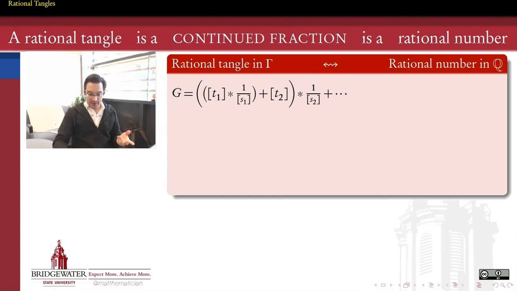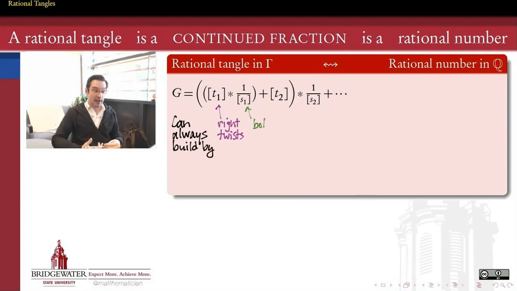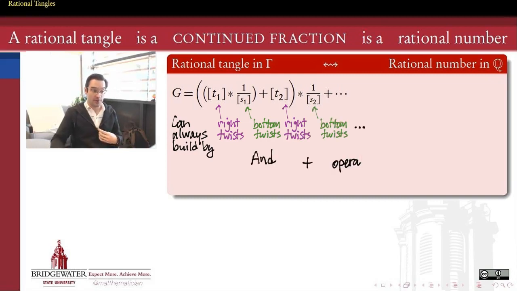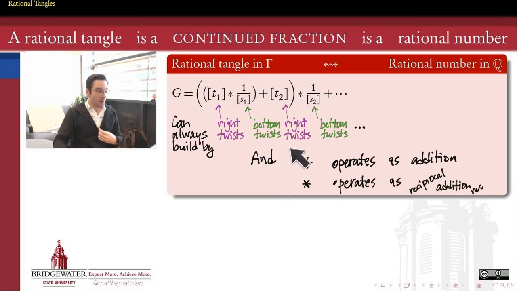So what that does is, if we have an expression for a rational tangle in this standard form, where we first take some twists on the right, then we combine it with some twists on the bottom, and then we combine it with more twists on the right, more twists on the bottom, and so forth. That's my tangle written in standard form. And we know now that we can always build any rational tangle through that series of right twists, followed by bottom twists, followed by right twists, followed by bottom twists, and so on. And we also know that each of these addition operations happening at the level of tangles will operate as addition in the realm of rational numbers. And each of these multiplication operations happening on tangles is going to operate as that conjugate addition, reciprocal, then addition, then reciprocal, at the level of tangle numbers.